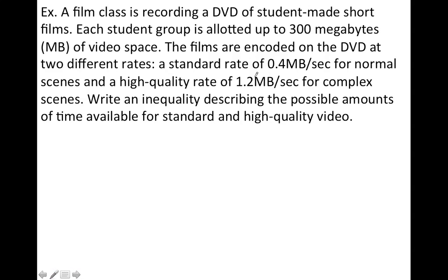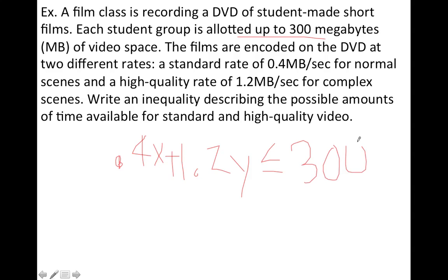Now, since we have 2 different rates, standard and high quality, we're going to have 2 different variables. I'm going to put our standard rate of 0.4 with x, and we're going to add to that our high quality rate, which is 1.2. Since that is a different kind, it's going to have a different variable. We're only allotted up to 300 megabytes, so that means these cannot be greater than 300. So it would be less than or equal to 300. And you are done.